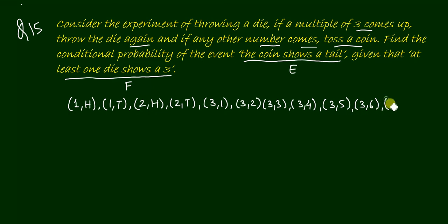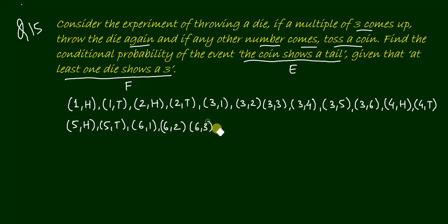Then we threw again. If 4 came, 4 is not a multiple of 3, so 4H and we'll get 4T. 5 is not a multiple of 3, so 5 head and 5 tail. If we get 6, it is a multiple of 3, so we throw a die again, so what we get: 6 1, 6 2, 6 3, 6 4, 6 5 and 6 6.